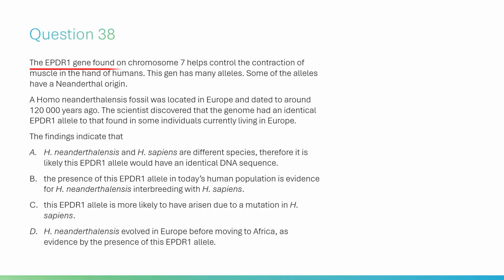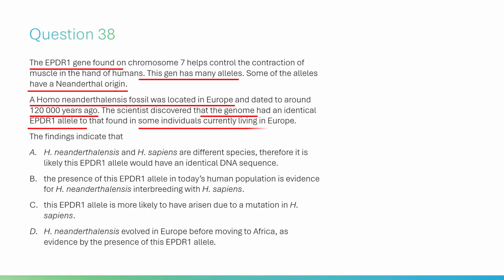The EPDR1 gene found on chromosome 7 helps control the contraction of muscle in the hand of humans. This gene has many alleles. Some of the alleles have a Neanderthal origin. A Homo neanderthalensis fossil was located in Europe and dated to around 120,000 years ago. The scientists discovered that the genome had an identical EPDR1 allele to that found in some individuals currently living in Europe. The correct answer is B.